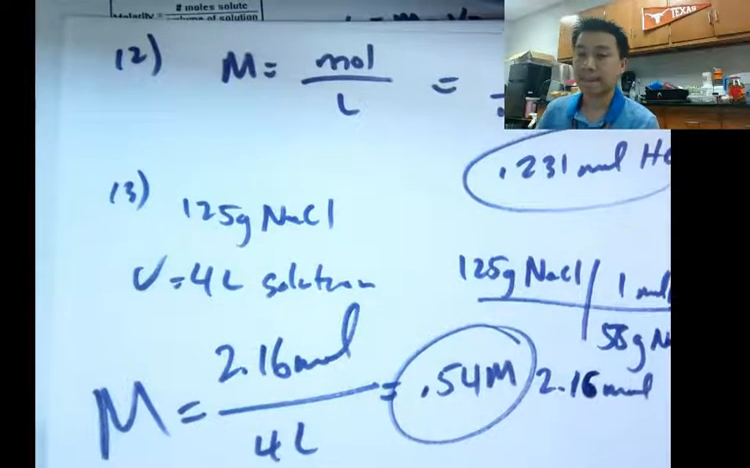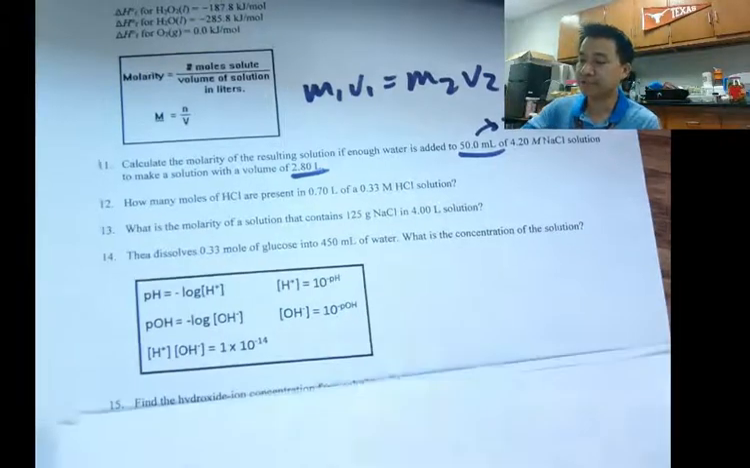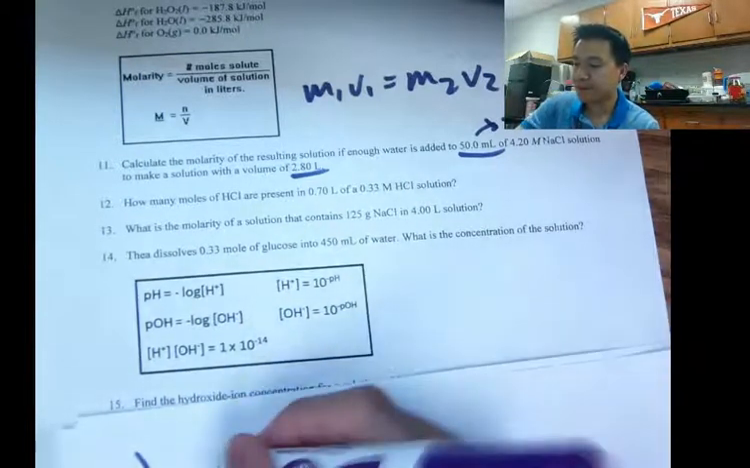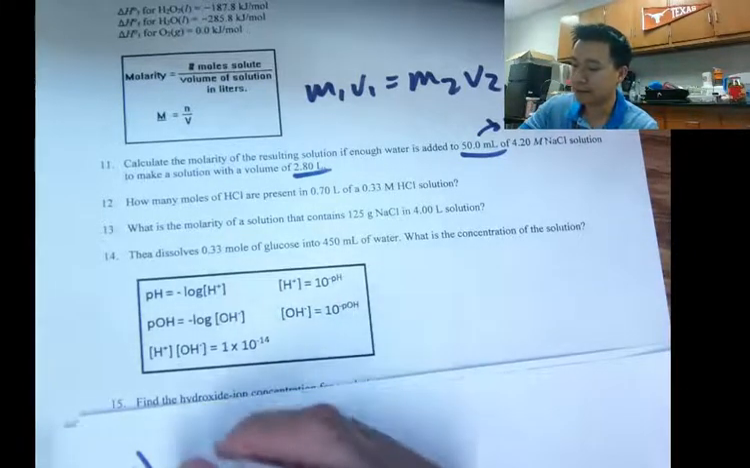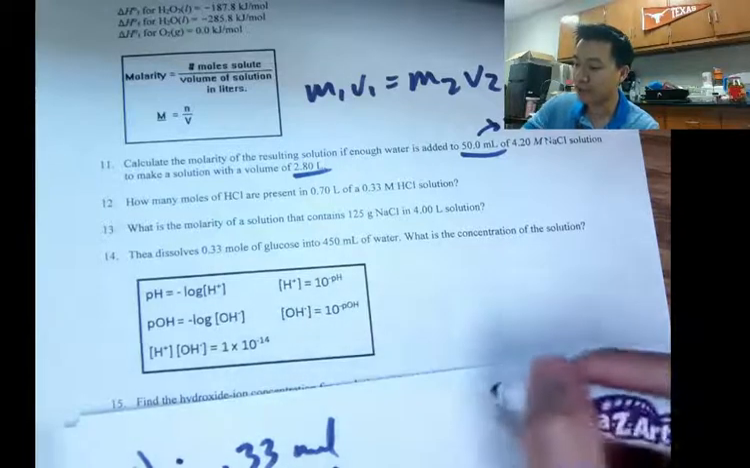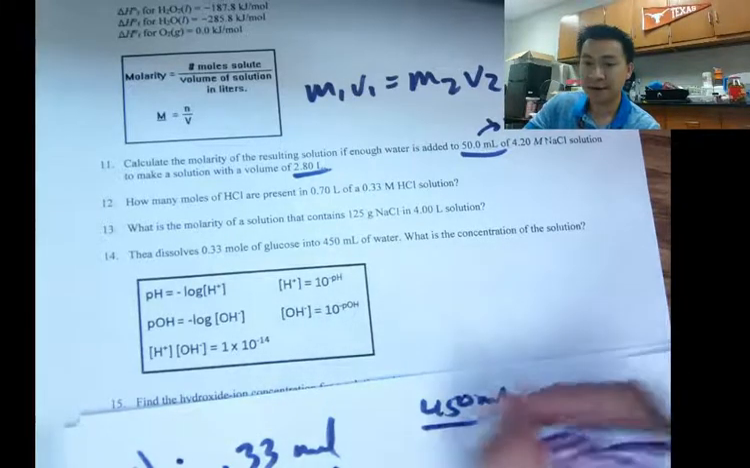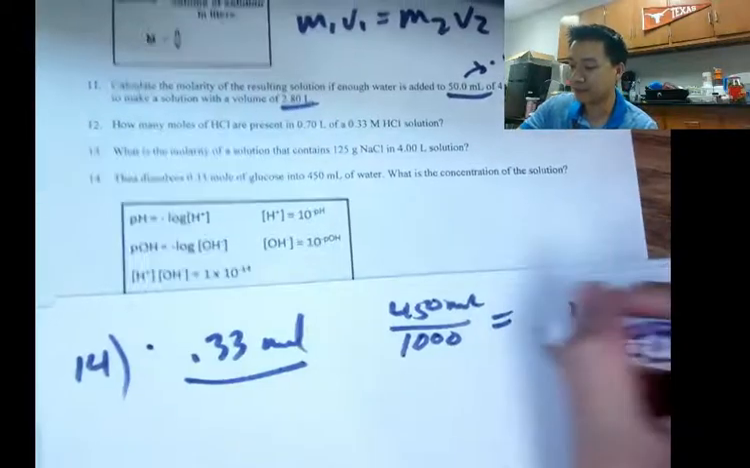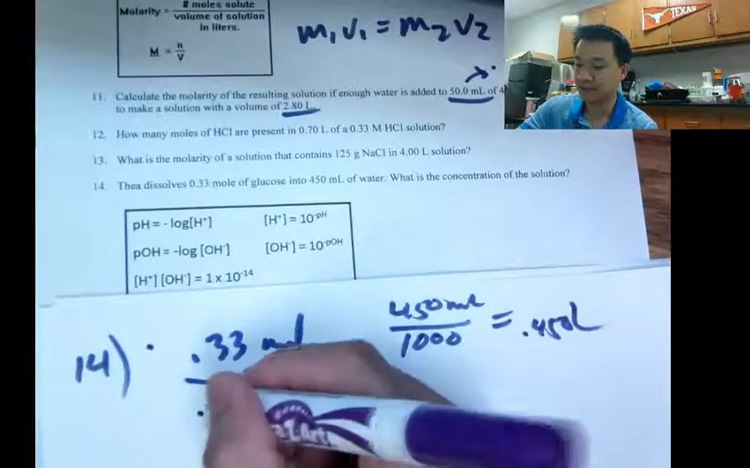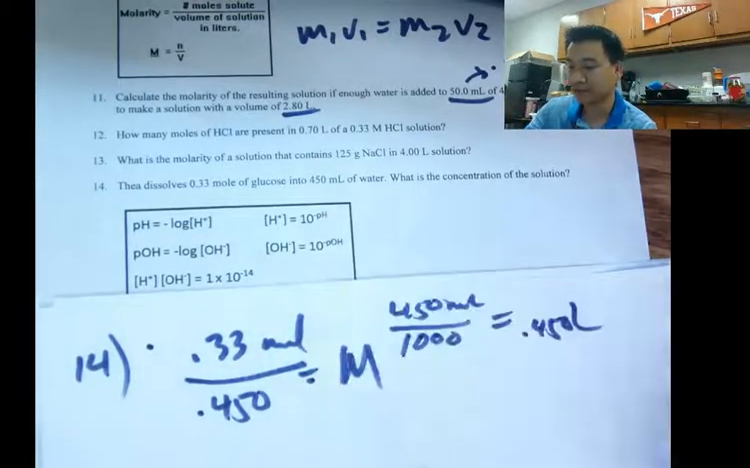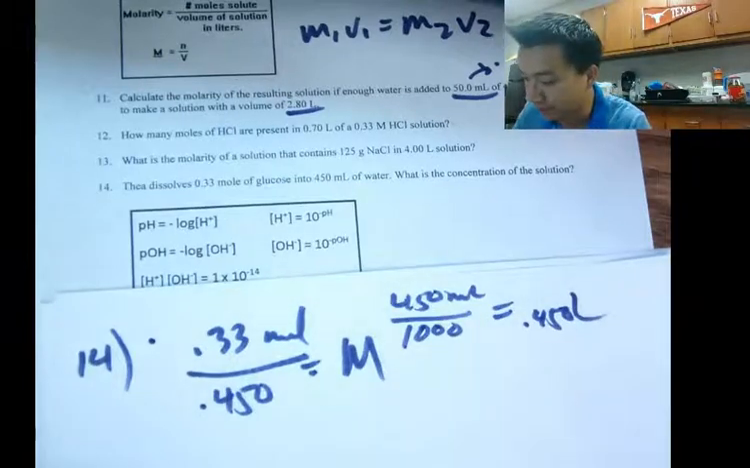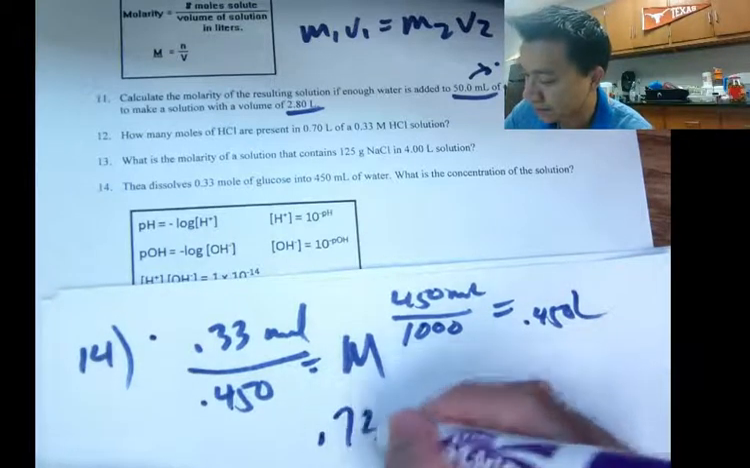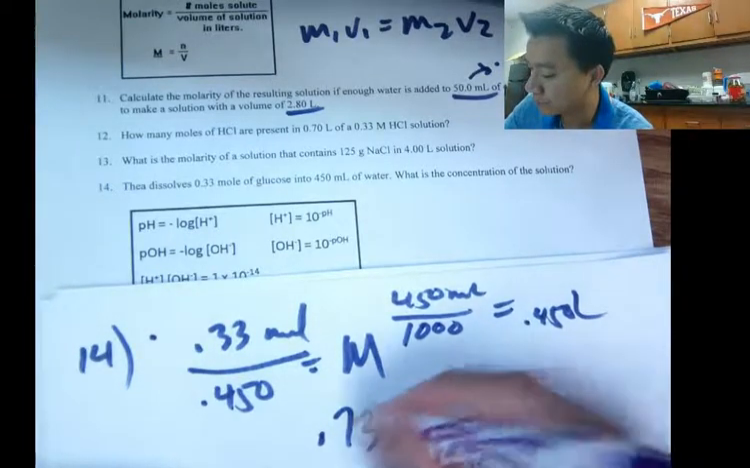Sounds good. 14. 0.33 moles, so that's the mole, over liters. I have 450 milliliter. I need to divide by 1,000 to get to liters, so 0.450. So divide by 0.450 moles over liter gives me my molarity. So divide by that, that's concentration. 0.33 divided by 0.45, 0.73 molar solution. There you go.